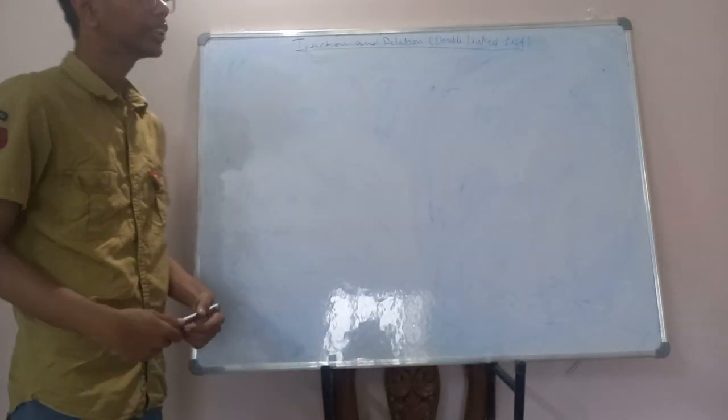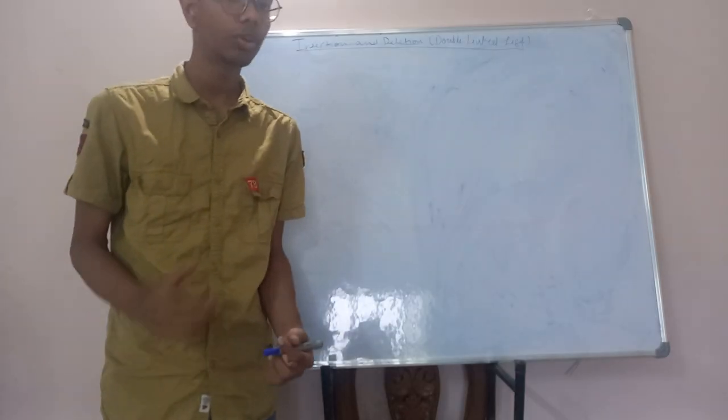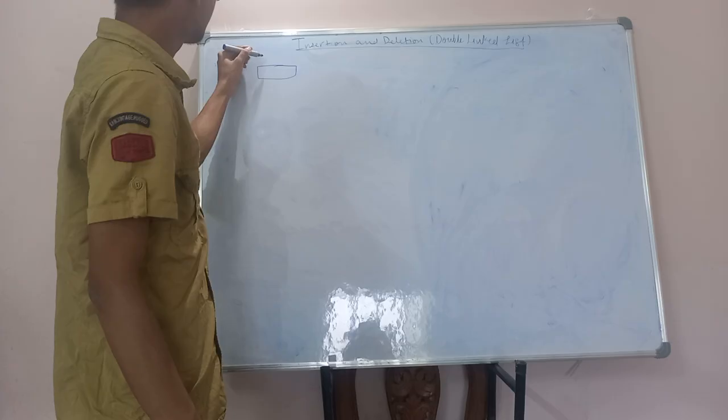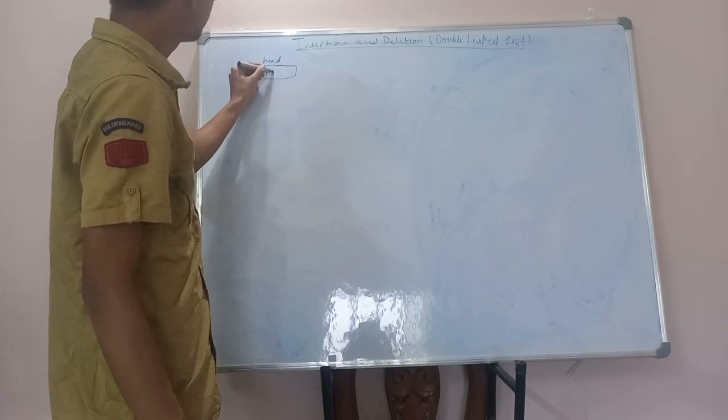In this video, we will be discussing how to insert a node in a doubly linked list. Suppose I have a linked list like this. I have head pointing to the first node.